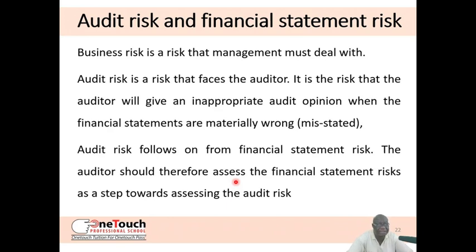We also have audit risk and financial statement risks. Business risk is a risk that management must deal with. Once you are going to start or engage in an operation, there are some risks that are prevalent in that organization, and that is the business risk we are talking about. Audit risk is a risk that faces the auditor. It is the risk that the auditor will give an inappropriate audit opinion when the financial statements are materially wrong or misstated. Audit risk follows on from financial statement risk. The auditor should therefore assess the financial statement risks as a step towards assessing the audit risk. What they are telling us is that for you to reduce the audit risk, you must be able to assess your financial statement risks. When you are able to manage your financial statement risks, then you are reducing the audit risk.